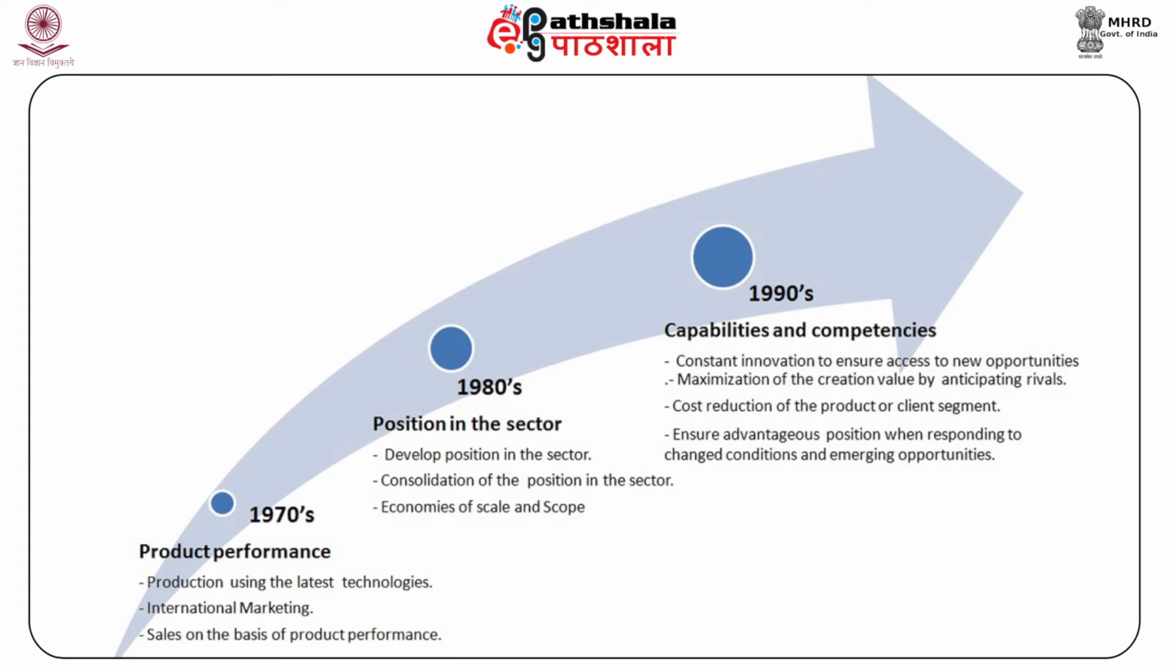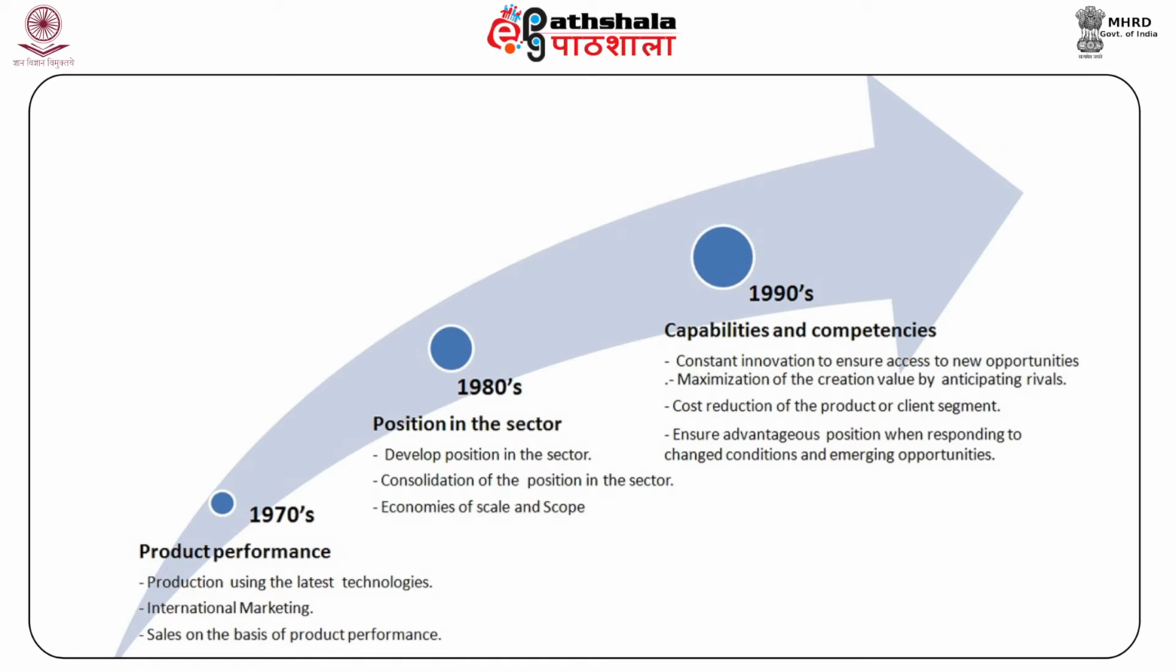The decade of the 90s saw the disappearance of the barriers between the geographical markets along with the diminishing border between the sectors. This made capabilities and competencies the objective of alliance. Maintaining one's position in the market was not just sufficient.